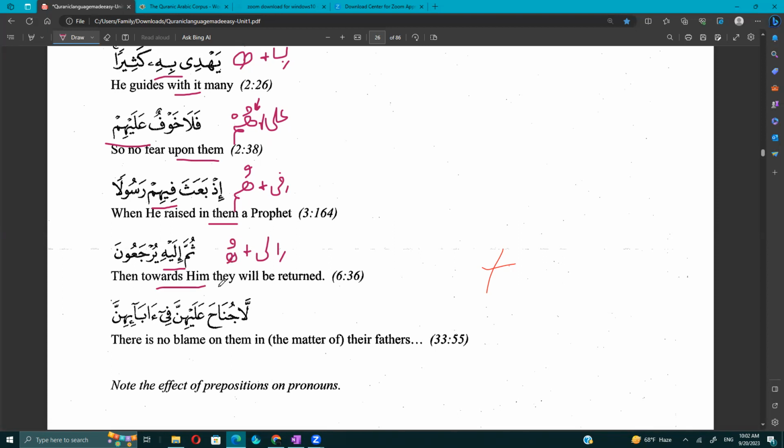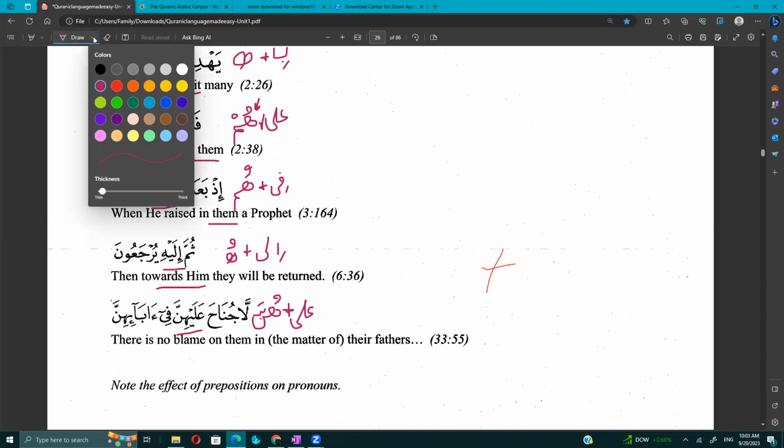Next is la junaha alayhinna fi abaihinna. Alayhinna, abaihinna. So what was alayhinna before? What was the pronoun? Ala plus hunna. Very good. It was hunna and it became alayhinna because of the preposition ala. And there's one more. Do you see one more with the noun? Any other preposition? Fi. Very good. Fi. And what is the effect of fi?